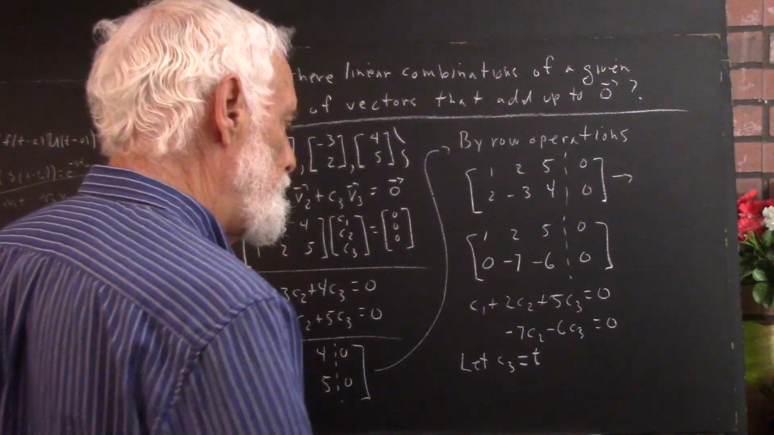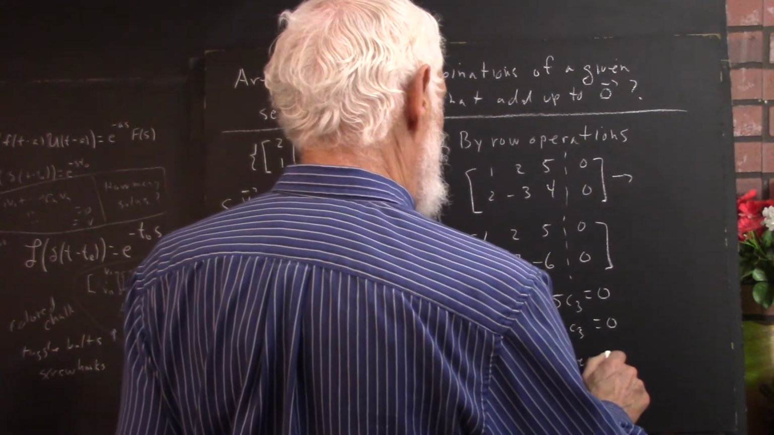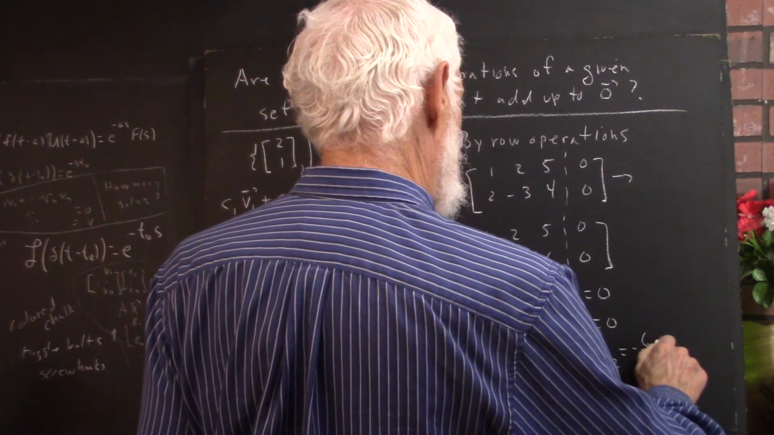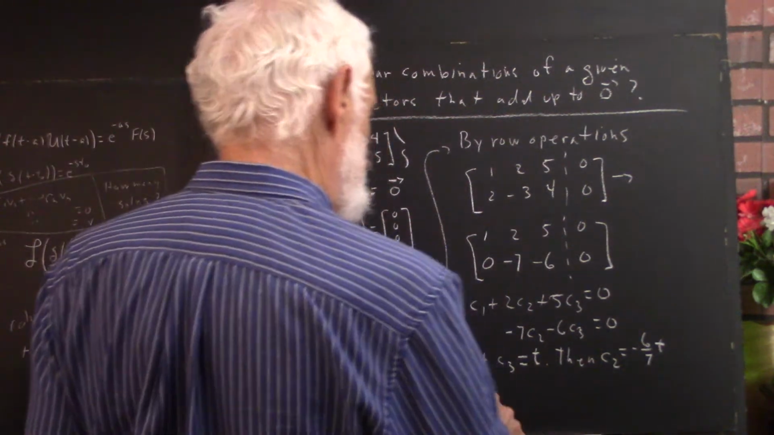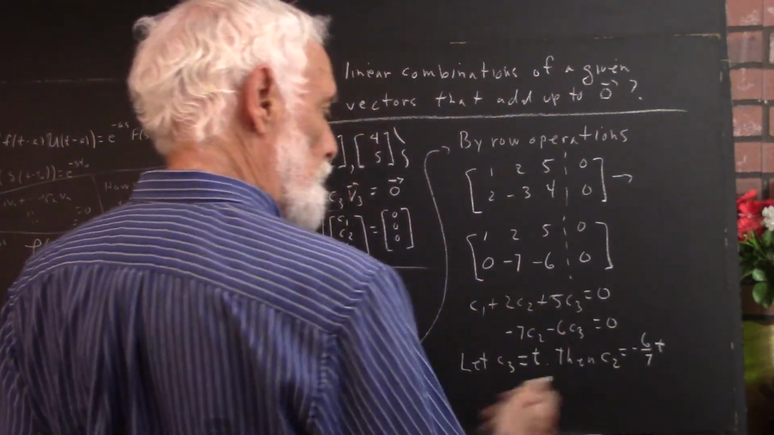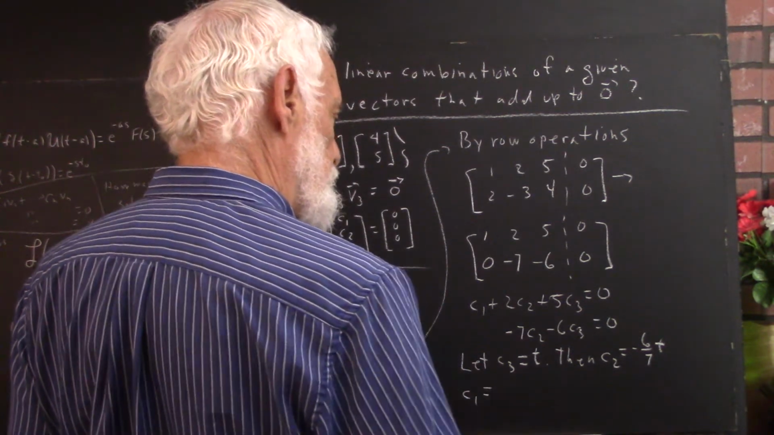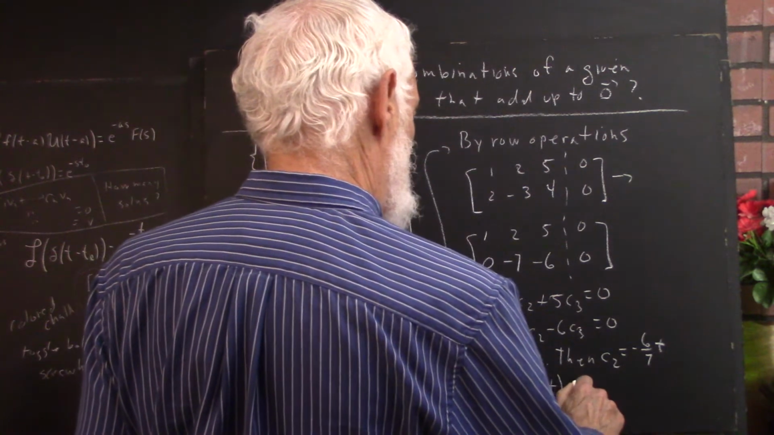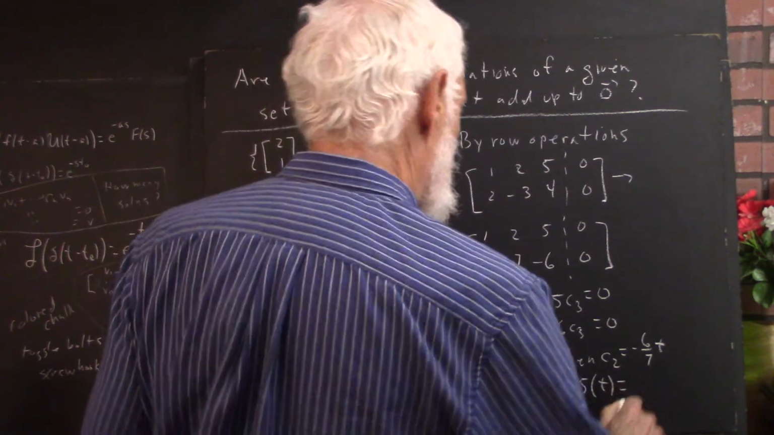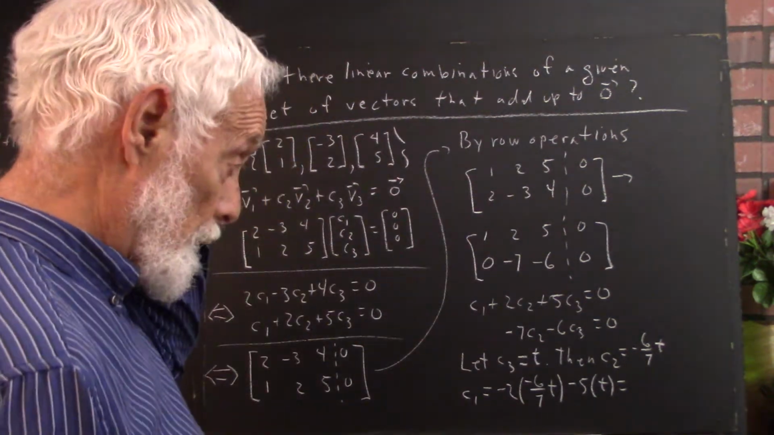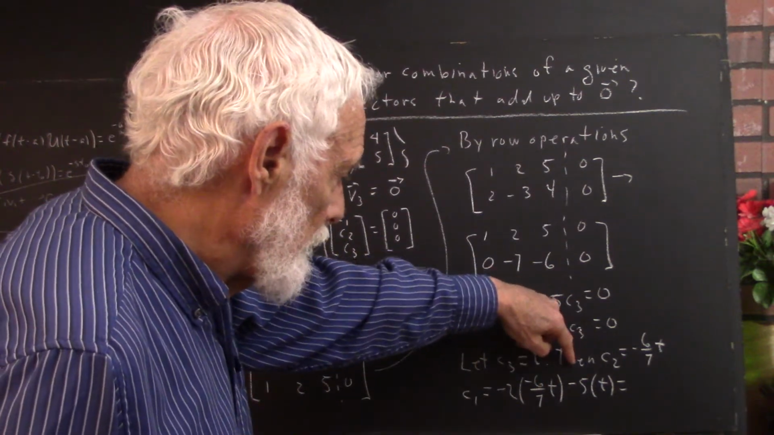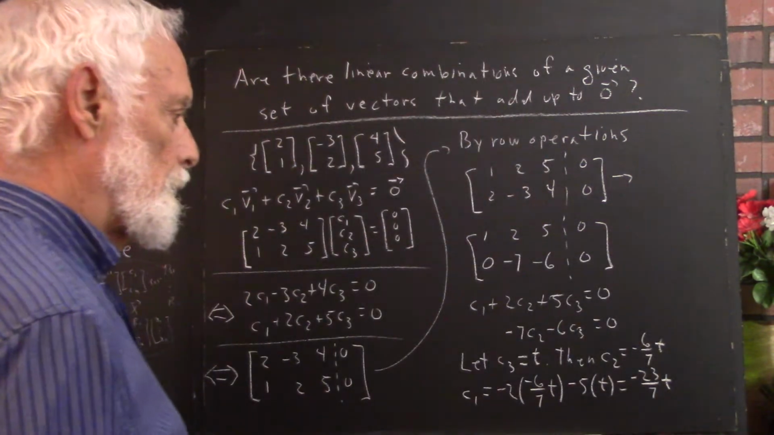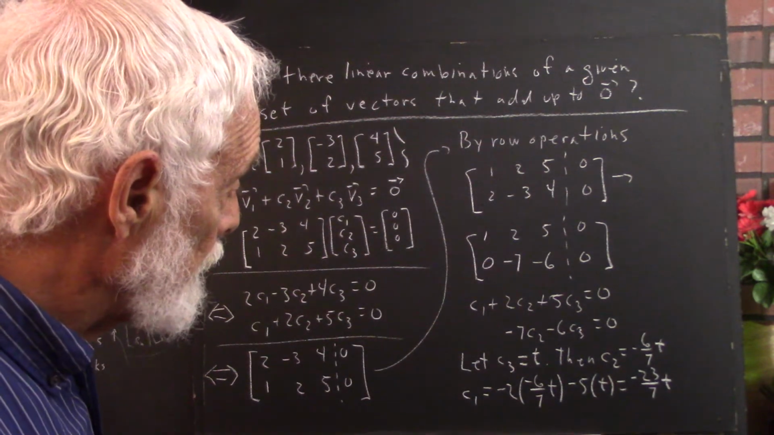Let C3 equal T. Then C2 equals negative 6/7 T. And having C2 and C3, C1 is then going to equal negative 2 times negative 6/7 T minus 5 times T. And we can express that, check my arithmetic, but it looks like we have 12/7 T and negative 35/7 T, which would give us negative 23/7 T.